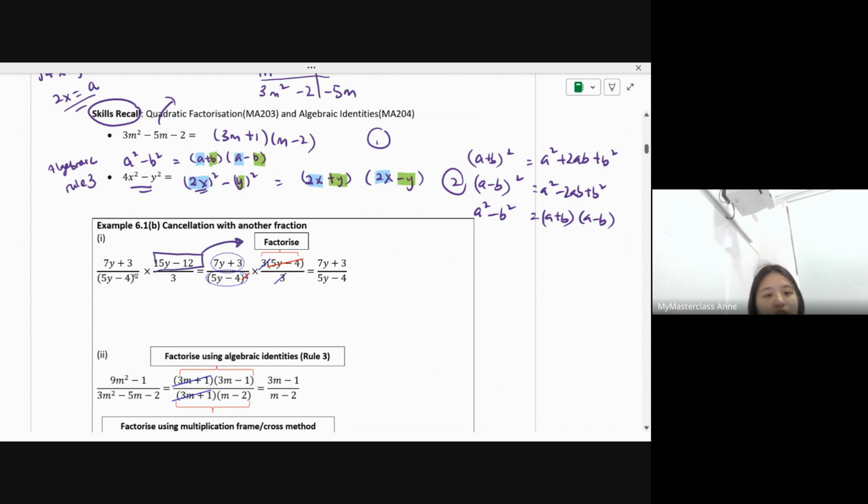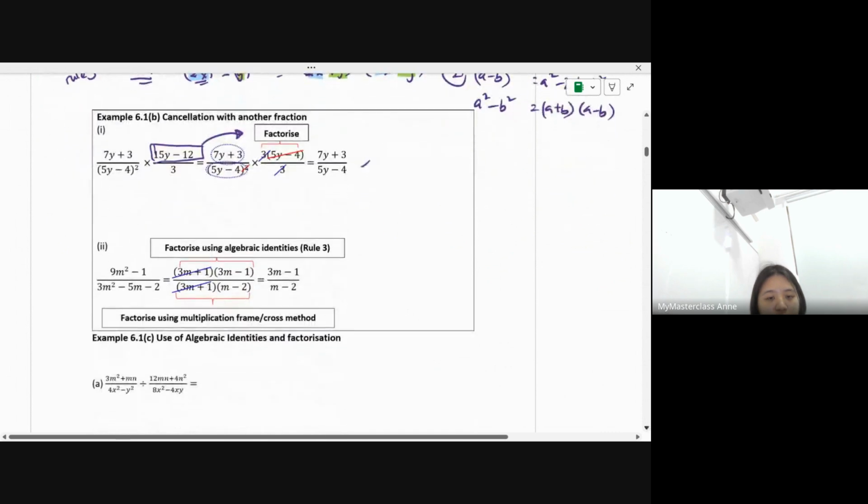Whenever you see algebraic fractions, the first thing you do is factorization. I have 15y minus 12, common factor is 3, so 3 bracket 5y minus 4. So cancel out the 3, then I get 5y minus 4 on top. Below I have 5y minus 4 squared, so I can cancel out on top the 1. Below I left only 1 of 5y minus 4 and 3y plus 3. That's it. Now we go to the next one.